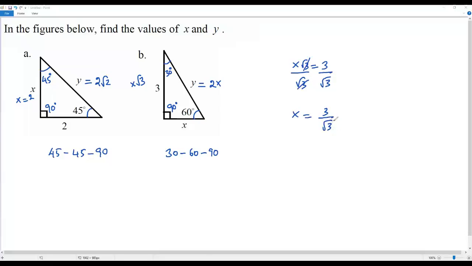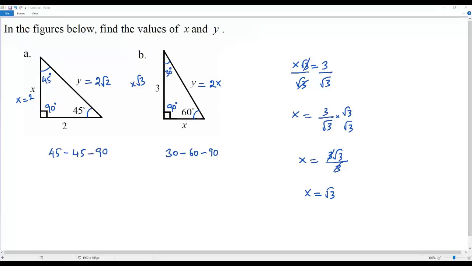Here in the denominator, we have an irrational number. To rationalize the denominator, I have to multiply both numerator and denominator by square root of 3. When I do so, I'm getting 3 times square root of 3 in the numerator. In the denominator, when I multiply square root of 3 and square root of 3, I'm getting 3. This 3 will cancel out. Finally, I'm getting x equals square root of 3. I got the value of x in the triangle in part B.